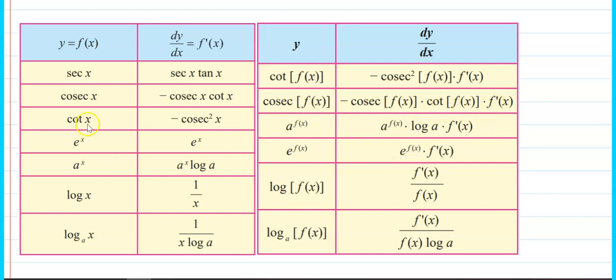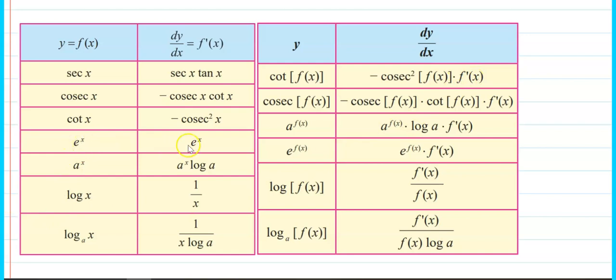Okay. Derivative of cot x. The derivative of cot x is minus cosec square x. But what about the derivative of cot of f of x? It's minus cosec square f of x as it is, into the derivative of f of x, which is f dash of x.